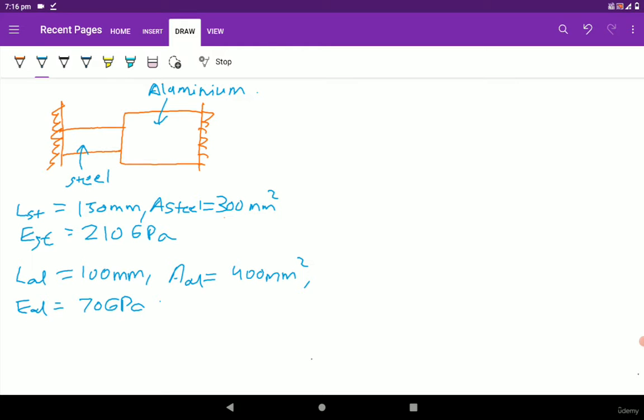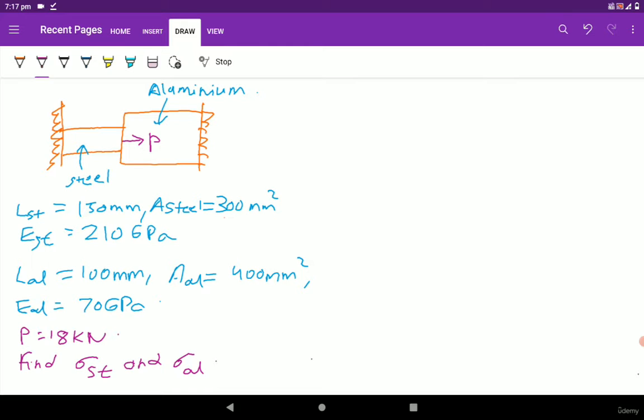So this system will be subjected to some load P, like in this manner, and the value of load P is equal to 18 kilonewton. So we have to find the stress induced in the steel section and the stress induced in the aluminum section.